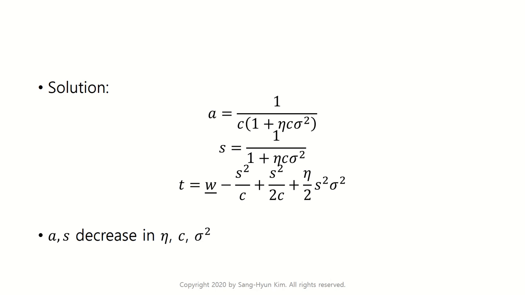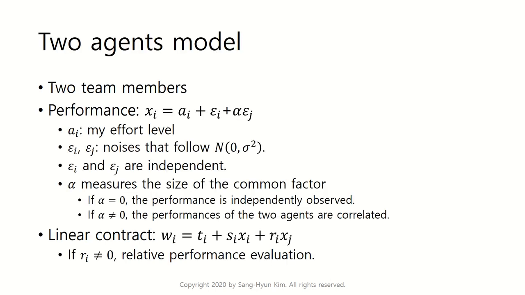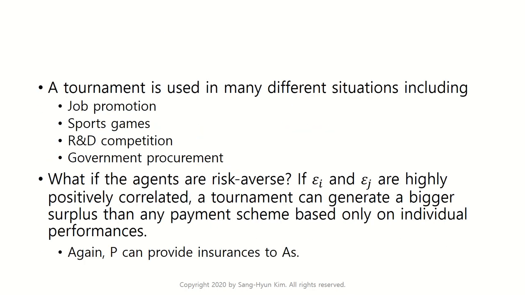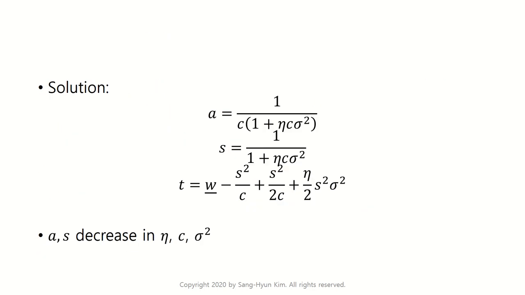So how do we compare this solution to this solution? It's kind of easy, right? Let's suppose alpha is 0. If alpha is 0, then this A1 becomes 1 over C times 1 plus eta times C times sigma squared times 1. That's basically this.